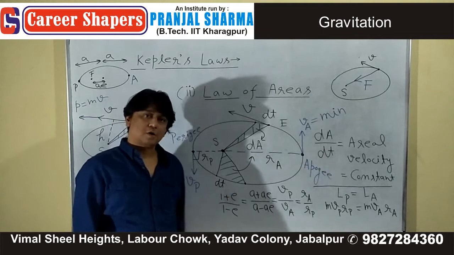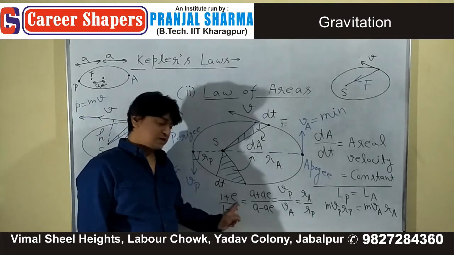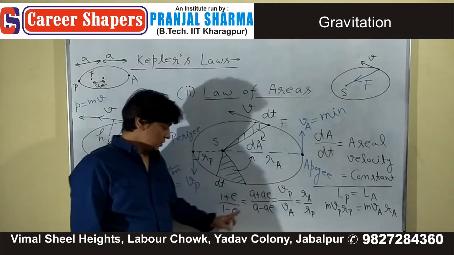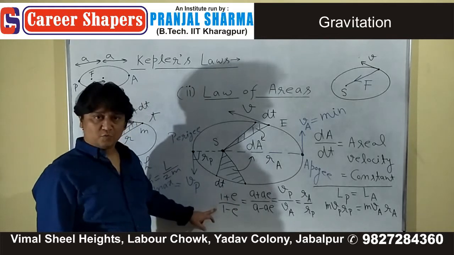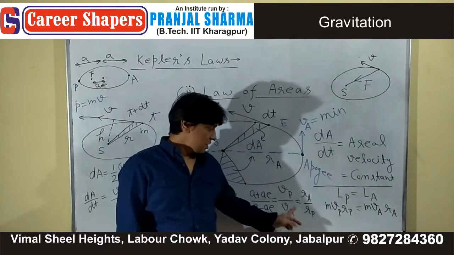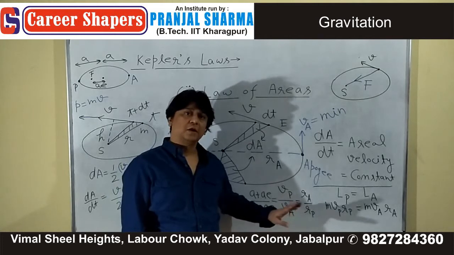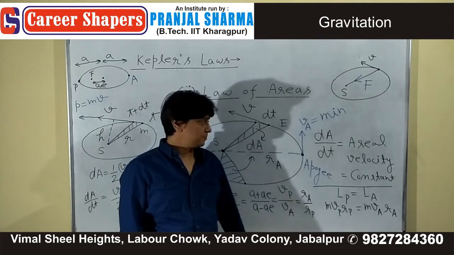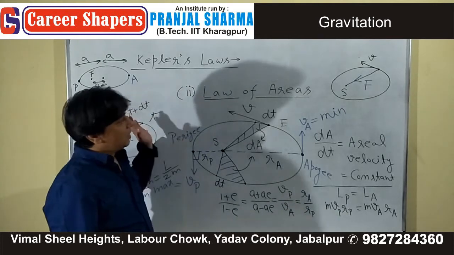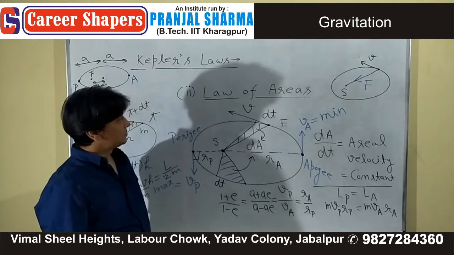For a circular orbit, what is E? 0. You can see that it becomes 1 upon 1. For a circular orbit, your VP and VA will both be the same. Note down everything.